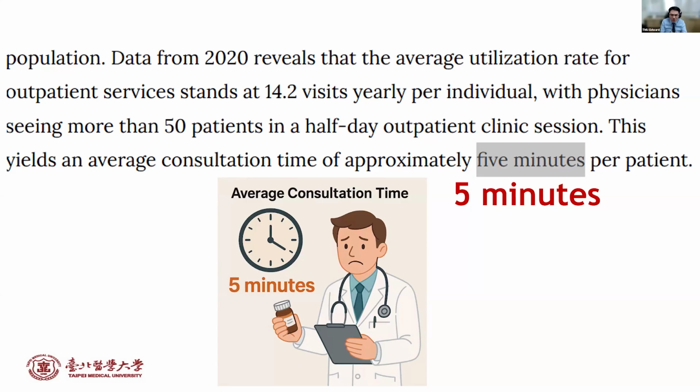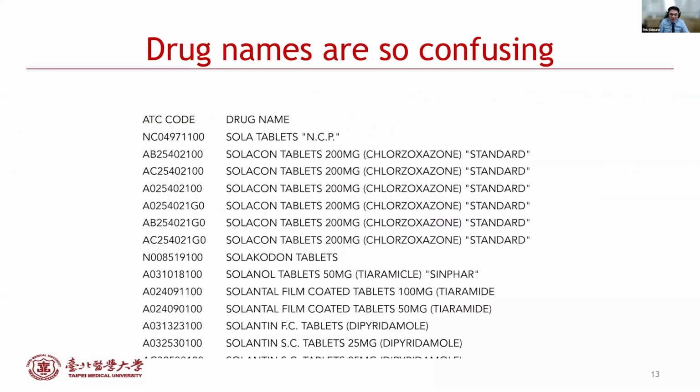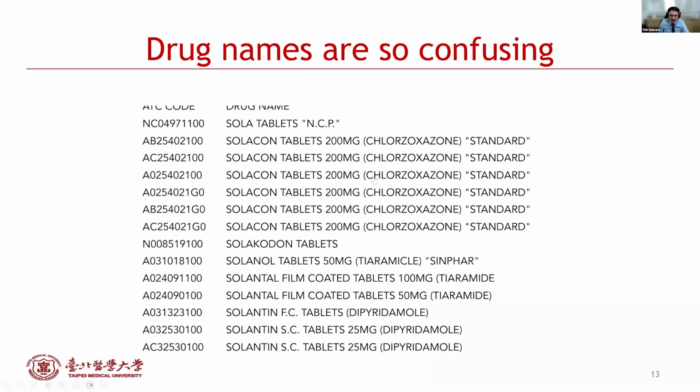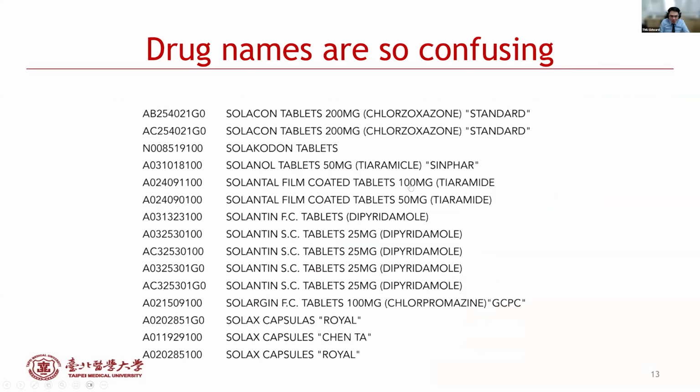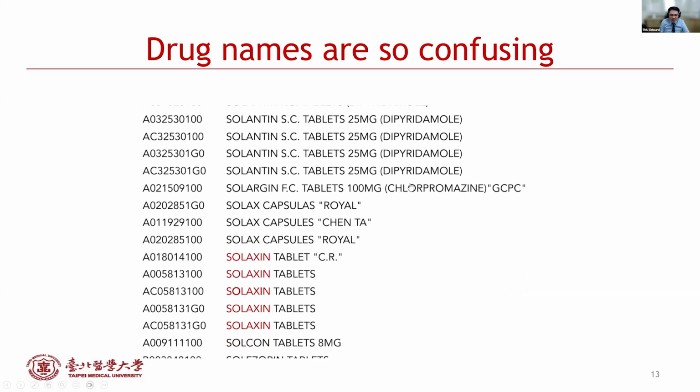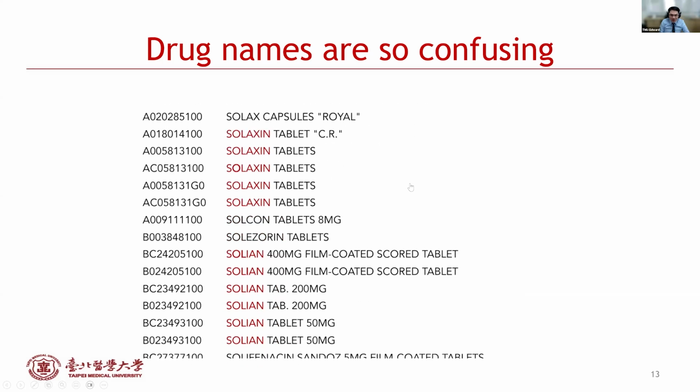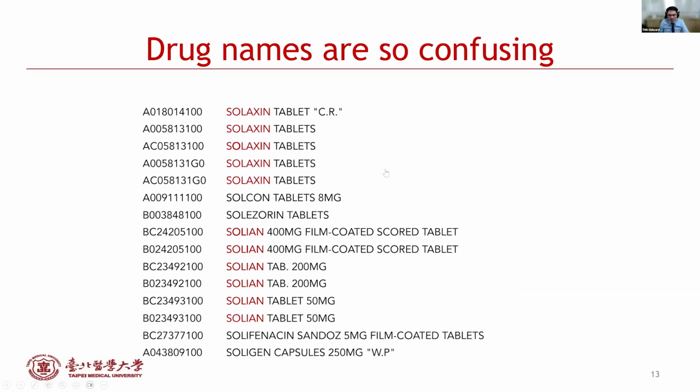But now there are too many drugs, so you will induce medical errors. For example, assume you are a physician and you want to order a medication. The drug name may be Solacin, S-O-L-S-I-N. When you type SOL, it will show a lot of drugs in Taiwan. If you just want to order the Solacin tablet, it is a little crazy. They will show maybe 20 or 30 drugs. So you will induce a medication error because of similar drug names.